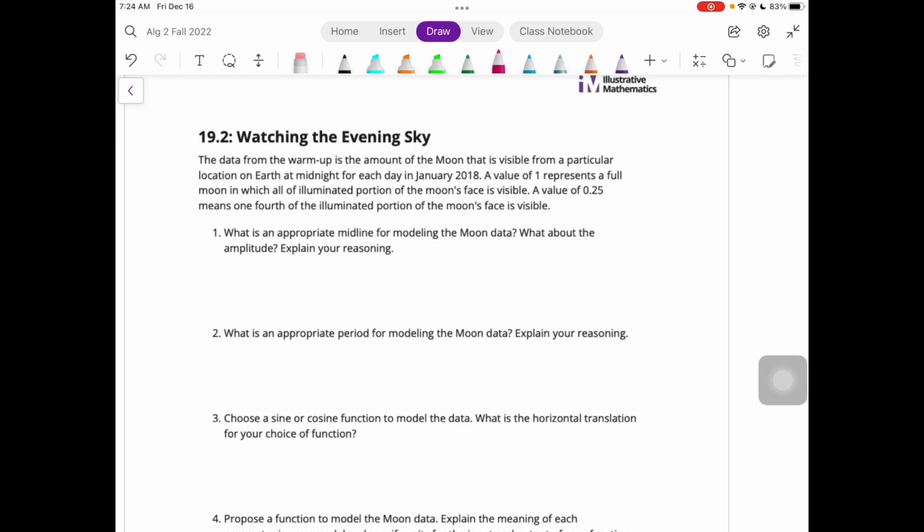All right, so what is an appropriate midline for modeling the moon data? What about amplitude? So remember that we went from 0 to 1. It went from 0 to 1. So your midline would be at y equals 0.5. Right? So the amplitude is 0.5.